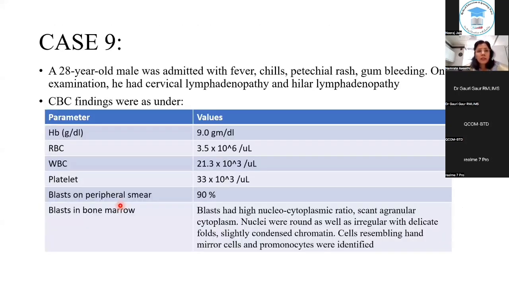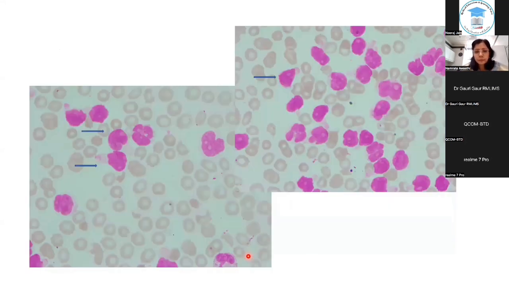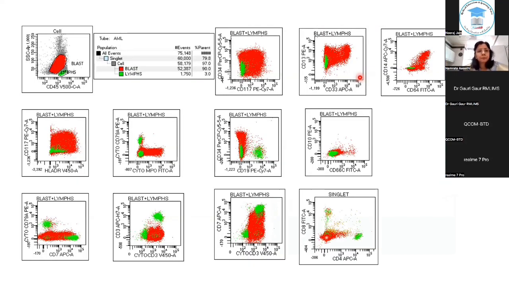This is the last case of a 28-year-old male admitted with fever, chills, petechial rash. WBC was high, platelets were low, there were 90% blasts, and the blasts here resembled 2 cell types. Some had a hand mirror lymphoid kind of morphology, and some had a promonocyte and myeloid kind of morphology. Look at this immunophenotyping here.